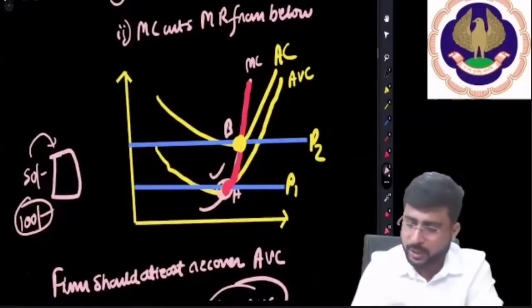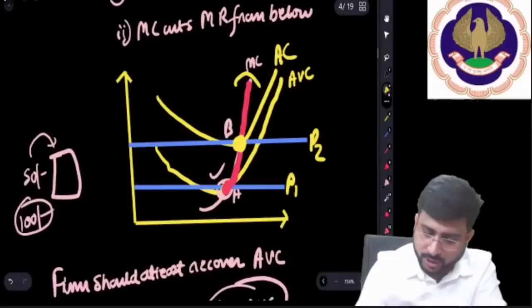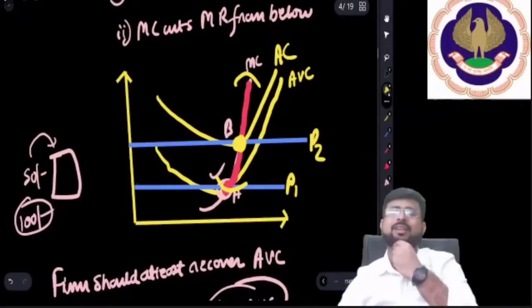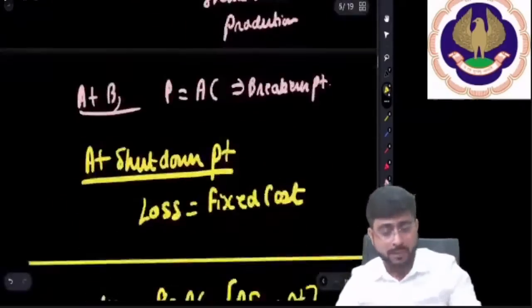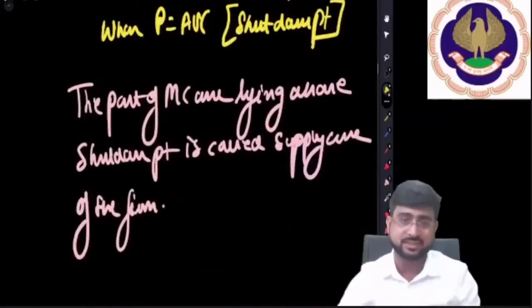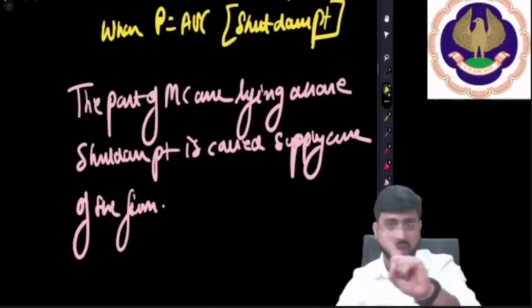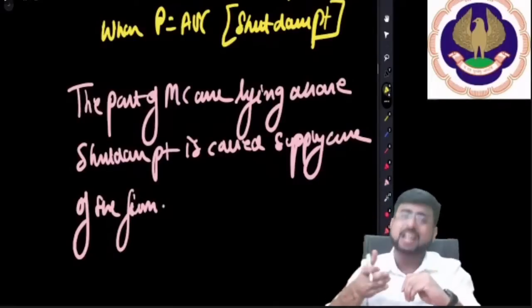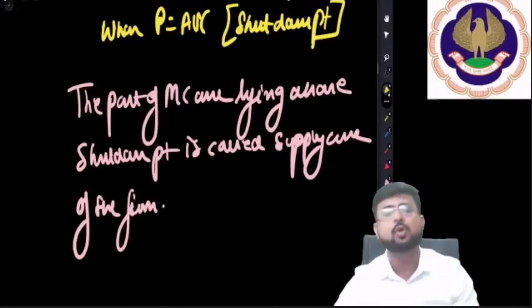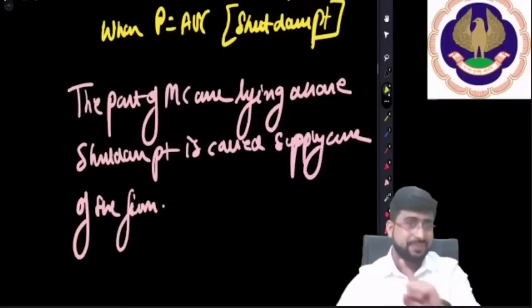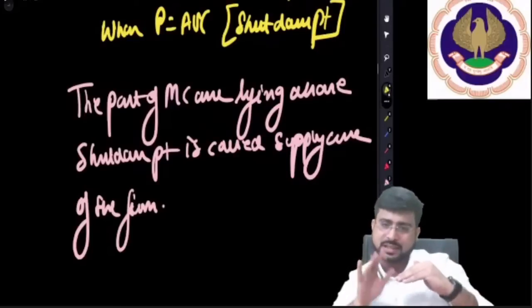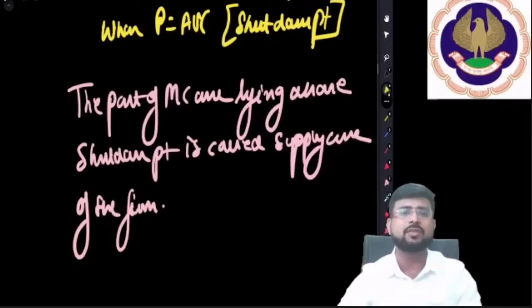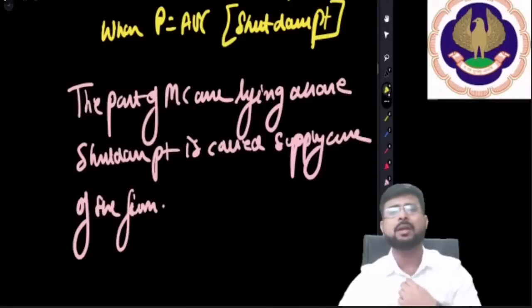So this part, from here to here, is called the supply curve. So the MC curve represents the supply curve? Yes, but not the entire marginal cost curve. Only that part of the marginal cost curve that starts from the point where P equals AVC and goes above it, never below it. Only that part that lies above the point where P equals AVC. Am I making myself clear, friends?